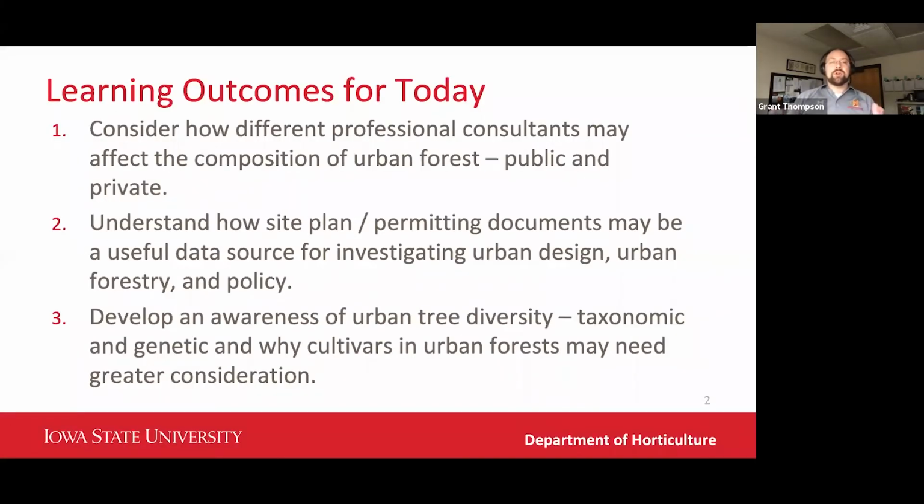So some learning outcomes for today. I want to maybe have you all start to consider how different professional consultants might actually affect the composition of the urban forest and how that might be different on public lands or private lands. So I'll dig into that in a little bit.